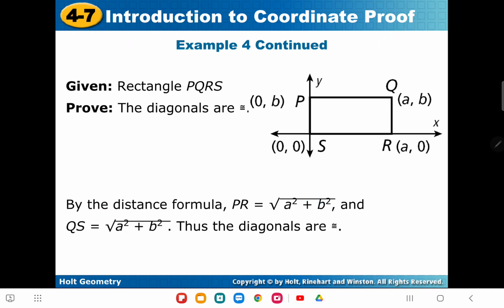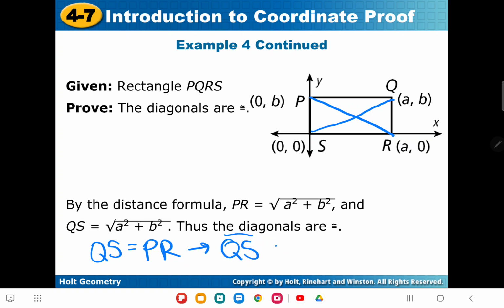The distance formula from P to R is the square root of a squared plus b squared. See my nice little right triangle here. And similarly, QS has a length of the square root of a squared plus b squared. Now, because QS is equal to PR, by the definition of congruent, segment QS is congruent to segment PR.